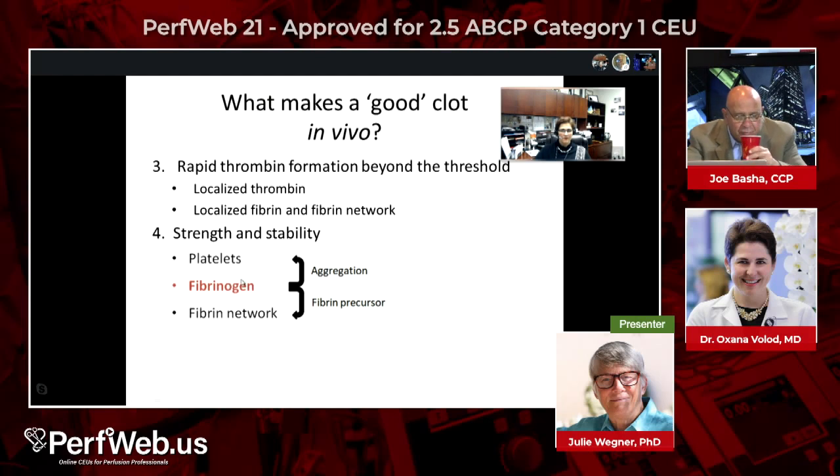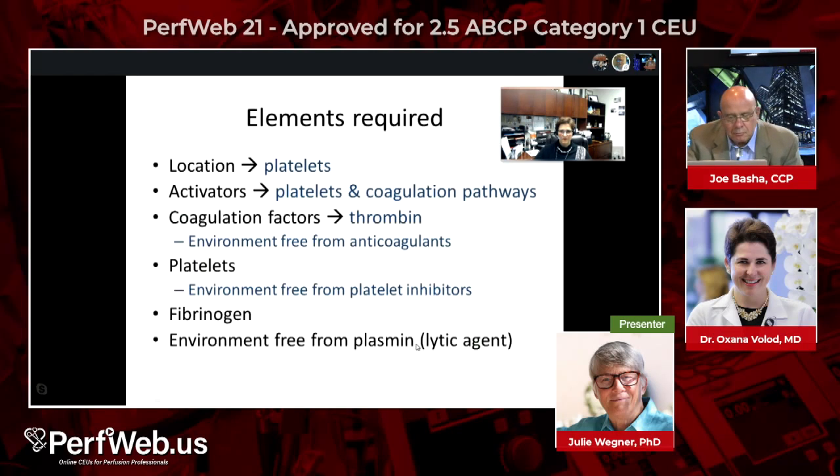And as you see, fibrinogen is absolutely required for both of those. Fibrinogen is required for platelet aggregation, and it's also required as the fibrin precursor so that you get fibrin network formation. Once those things are in place, the clot will stay in place and allow for wound healing to occur along the vascular wall. So that's what it takes to make a good clot in vivo.